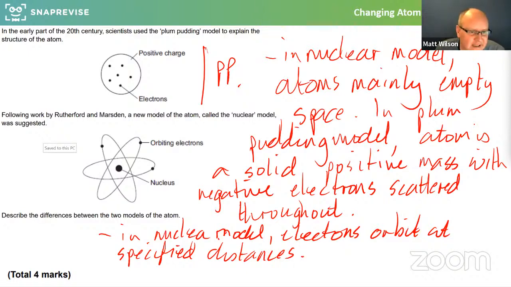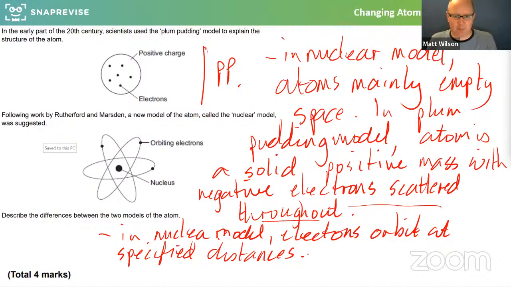And we've already stated that in the Plum Pudding model, the negative electrons are scattered throughout. So we've made all the points we need to make there to get 4 marks. Just pointing out the key differences. So nuclear model, mass is concentrated at the center. In the Plum Pudding model, the mass is evenly distributed.